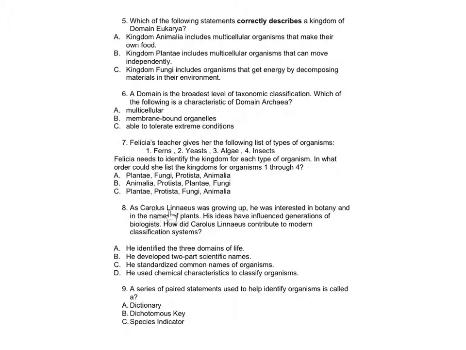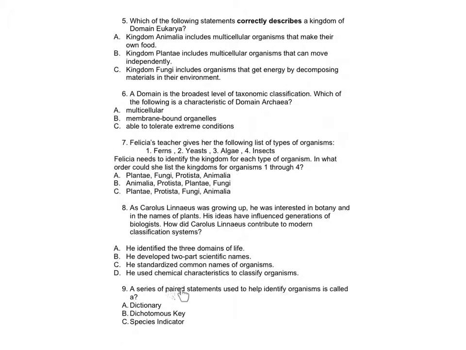Number 8. As Carolus Linnaeus was growing up, he was interested in botany and the names of plants. His ideas have influenced generations of biologists. How did Carolus Linnaeus contribute to modern classification systems? A. He identified the 3 domains of life. B. He developed 2-part scientific names. C. He standardized common names of organisms. D. He used chemical characteristics to classify organisms.